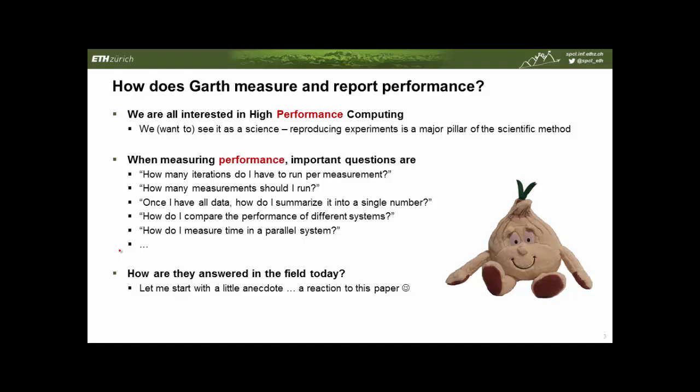But of course, when you report performance, and again, we want to see it as a science, so you want to do it scientifically accurately, you have to ask yourself certain questions. For example, how many iterations do I have to run per measurement? How many measurements should I run? Once I have all the data, how do I summarize it into a single number that I plug into my paper and say, hey, I'm better than the other guy, which is what you usually do? How do I compare performance? Exactly, if I want to say, hey, I'm better than the other guy, how do I do this? And how do I measure time in parallel systems? So all of these questions are open.